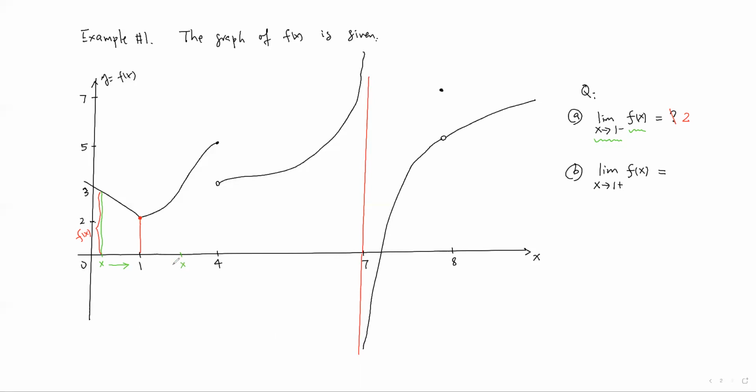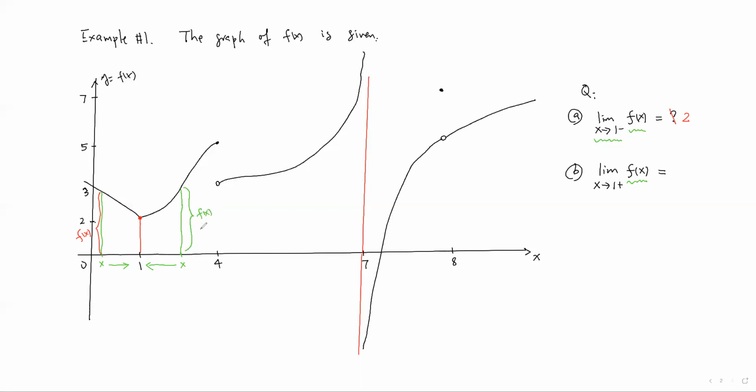Now x is getting closer and closer to 1 from the right side. Then what number will f of x approach? First, what is f of x? Function value at x. Function value is the height of the graph. So f of x is the height of this green line.